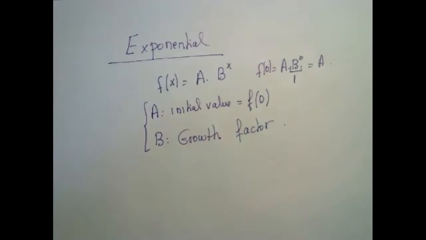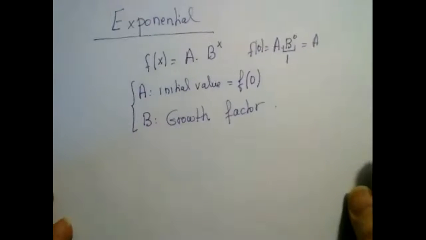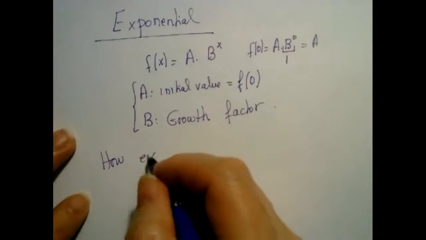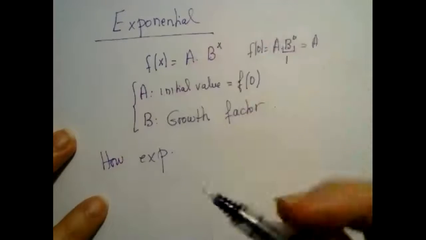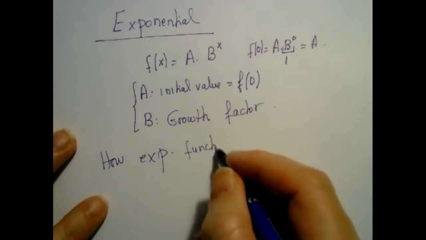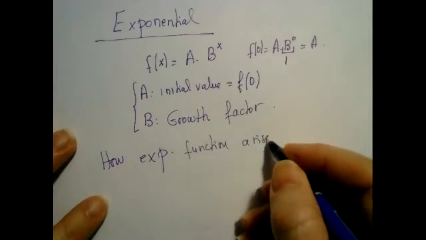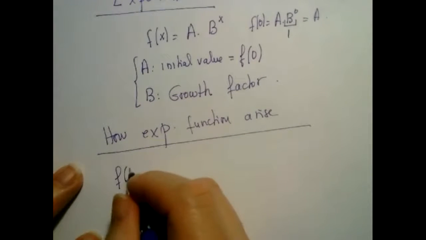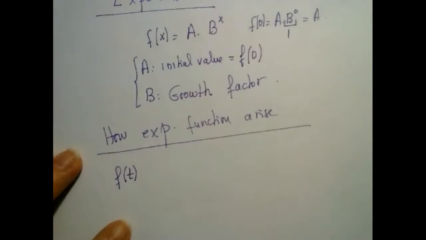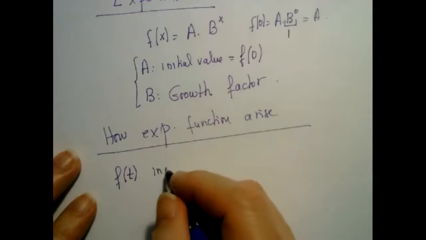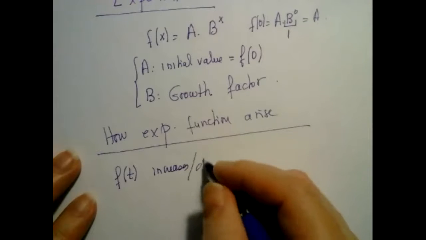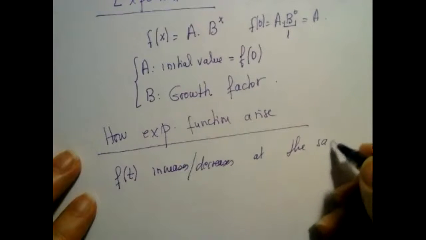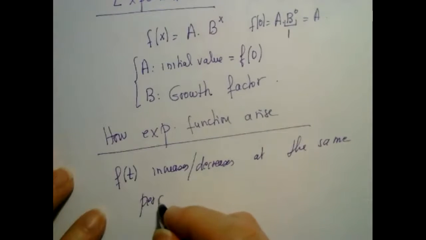Now, how do they arise? That's what we talk about. How do exponential functions arise, and why do we care about them? I will just simplify this time. Suppose you have a function, it can be population, it could be money in the bank, a lot of things. Suppose it increases or decreases at the same percent rate.